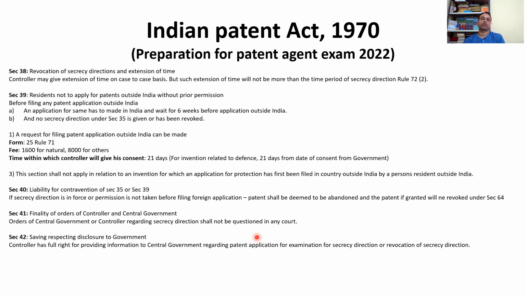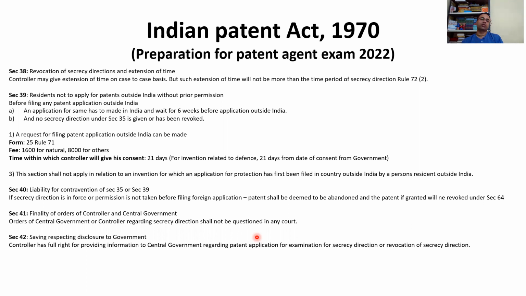Section 40. What are the liabilities? Contravention of Section 35 means the secrecy action is on, but you published somewhere in a journal article, or you disclosed somewhere, or you talked in a press conference about your invention. Your invention was for coating on missiles. The government says secrecy action is on, you cannot publish, but then you went on a news channel and said that yes, I filed an application for this. So you are contravening Section 35.